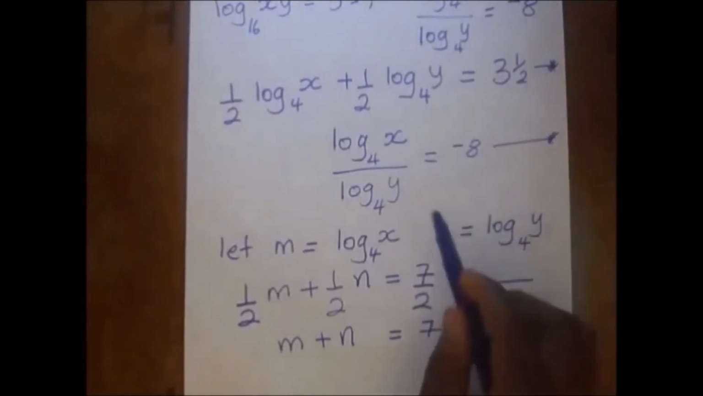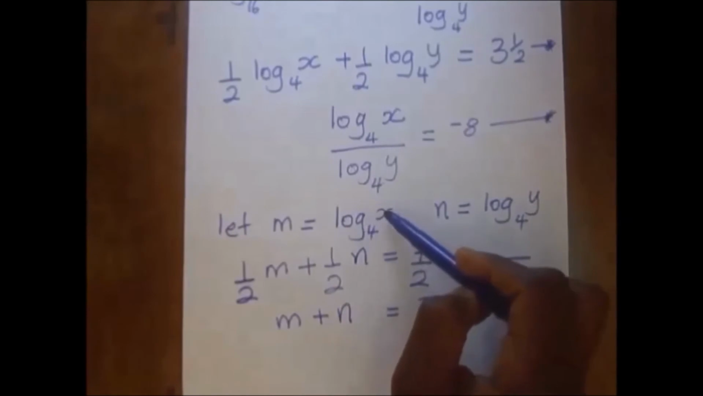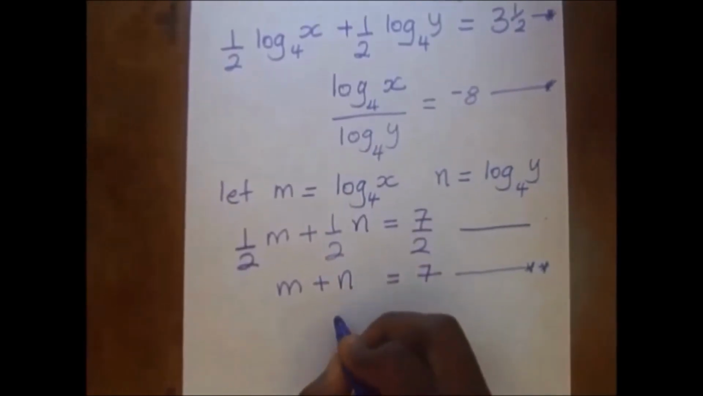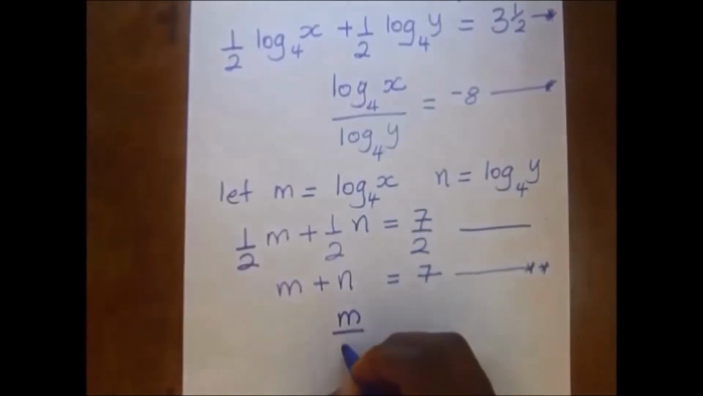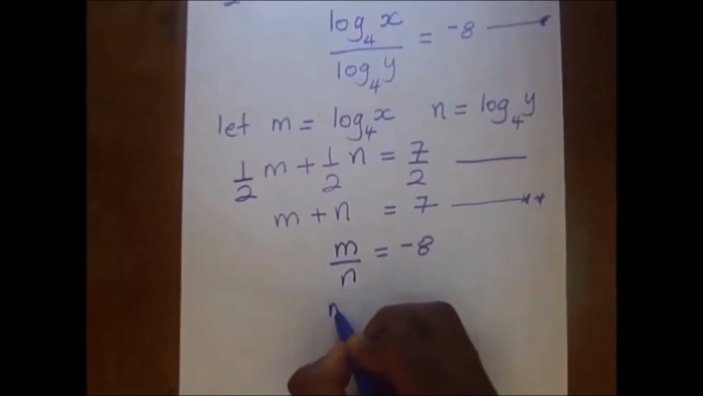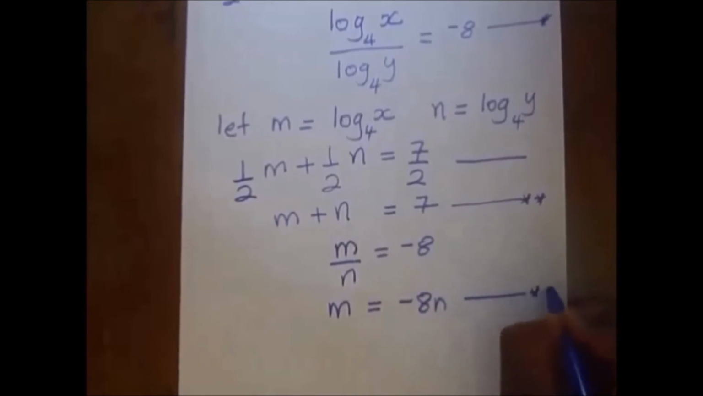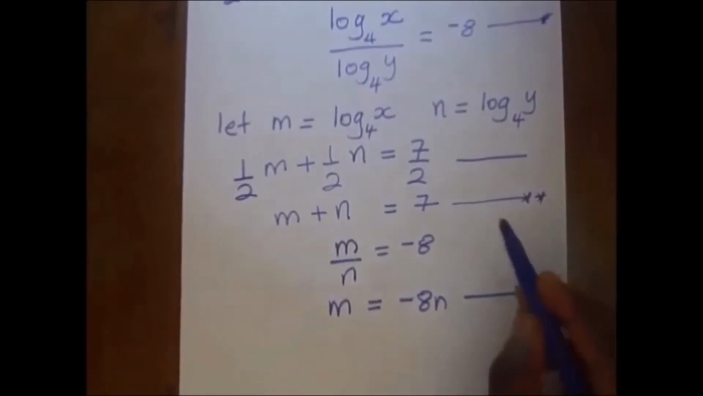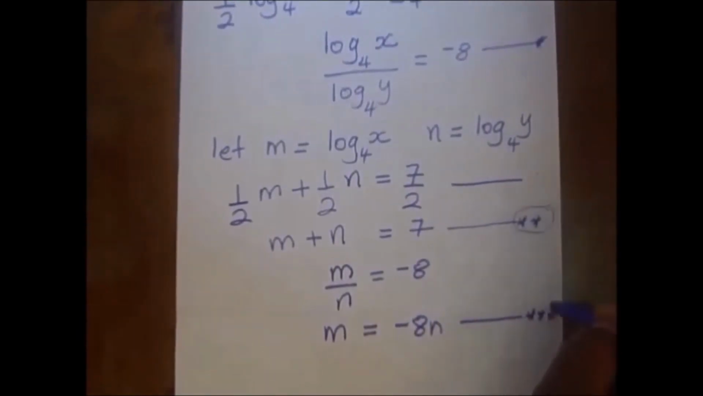Then we get to this other expression. This is going to give us log of x base 4 is m, so it's going to be m over log of y base 4 is n, so m over n is going to give us -8. So we shall end up with m giving us -8n. That is our new second expression. So now we deal with this and that. These two simultaneous equations, we solve them to find the values of m and n.